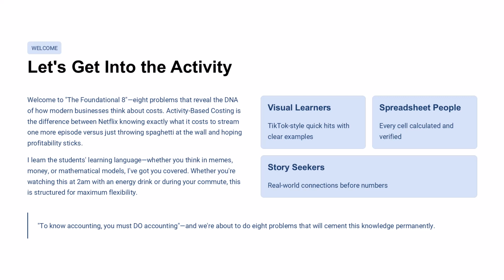First time through, stay at normal speed and let it sink in. Reviewing before the test, 1.5 times speed works perfectly. I've paced the calculations so they still land. Coming back for a specific concept, each slide stands alone. Pause me, rewind me, speed me up. I'm your accounting DJ, and you control the mix.